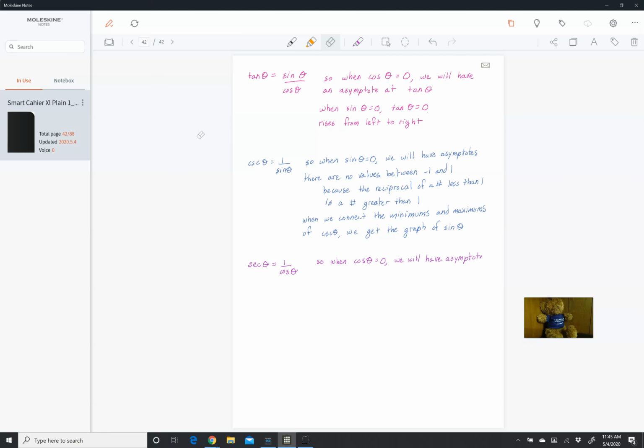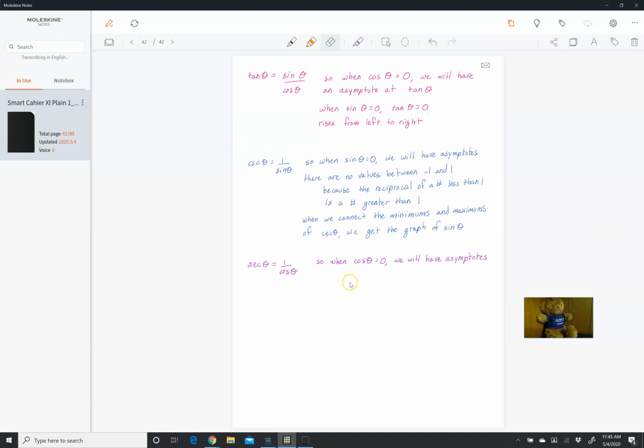So if we ask you, which graph is this? And you say, well, I know it's the secant graph because it has asymptotes when cosine of theta is equal to 0. Well, that doesn't tell me why it's not the tangent graph. So usually you need a couple of things to distinguish.